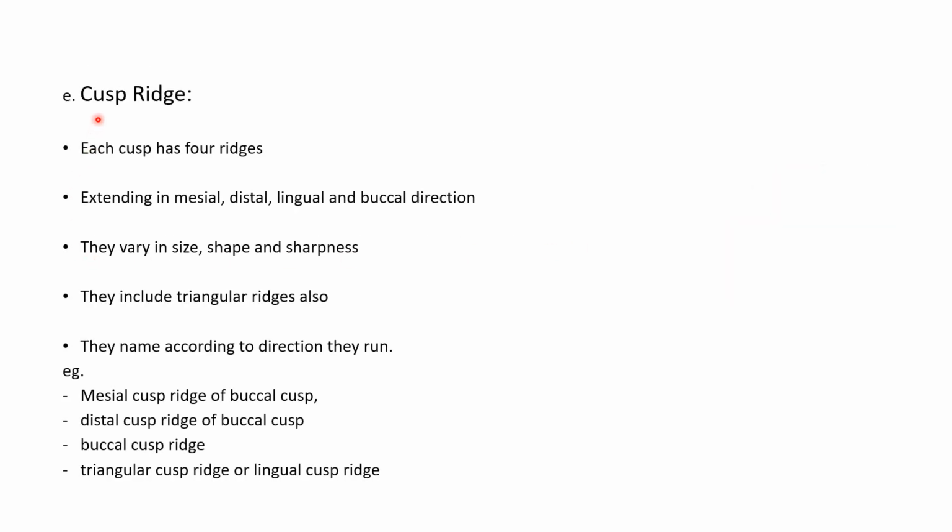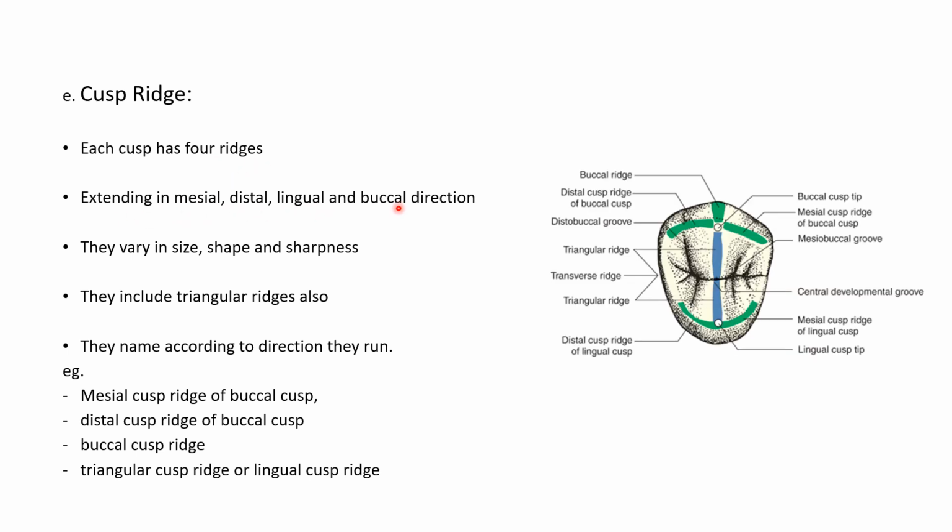Then cusp ridges. If you see a single cusp, it will have four ridges. Each cusp has four ridges extending in the mesial, distal, lingual and buccal direction. Now consider this cusp, it has four directions here. They vary in size and shape and even sharpness. They may be round, pointed or sharp. They include triangular ridges also. This is the triangular ridge.